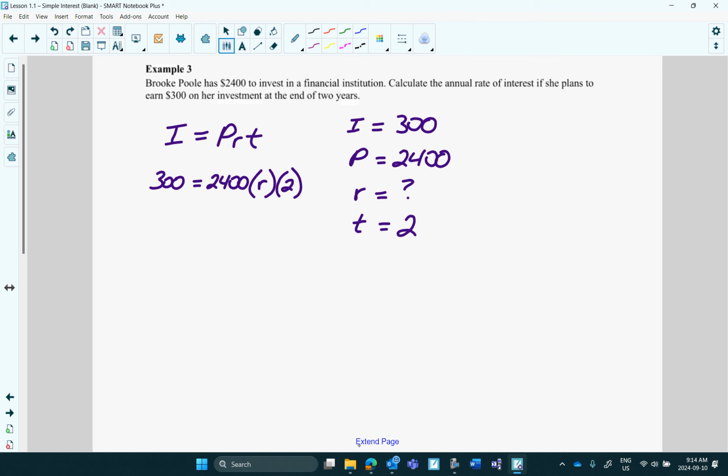So how do I get R by itself? I've got to take 300 divided by these two. So I've got to do 300 divided by whatever 2,400 times 2 is. And that will get me my interest rate. Remember, that's going to be in decimal. Be careful with this. Don't do 300 divided by 2,400 times 2. You need to do the 2,400 times 2 first, and then divide.